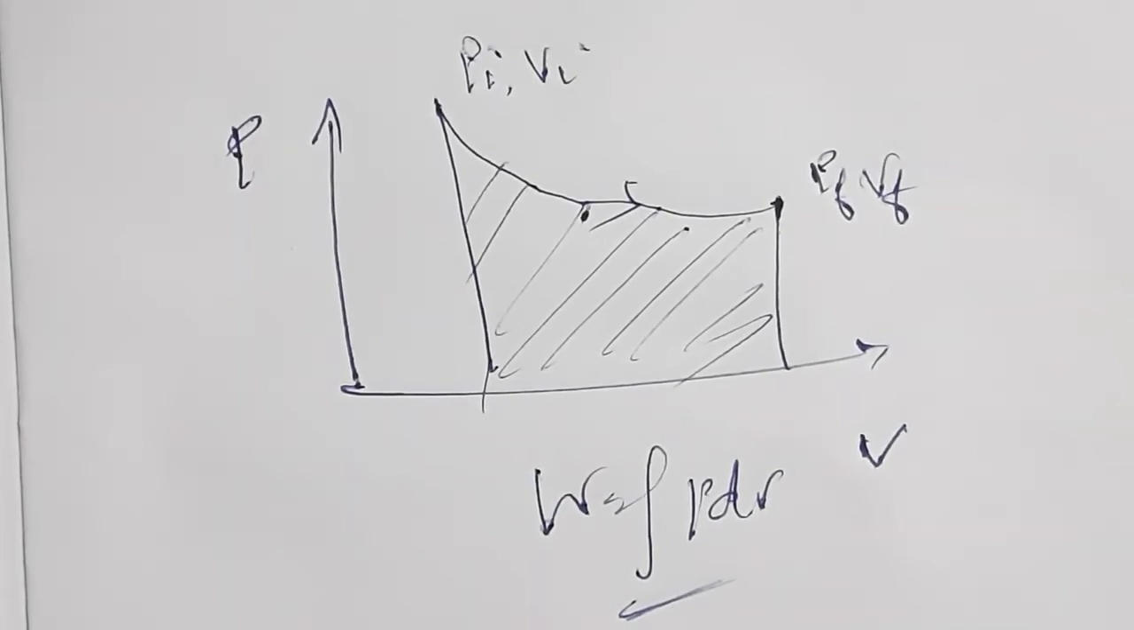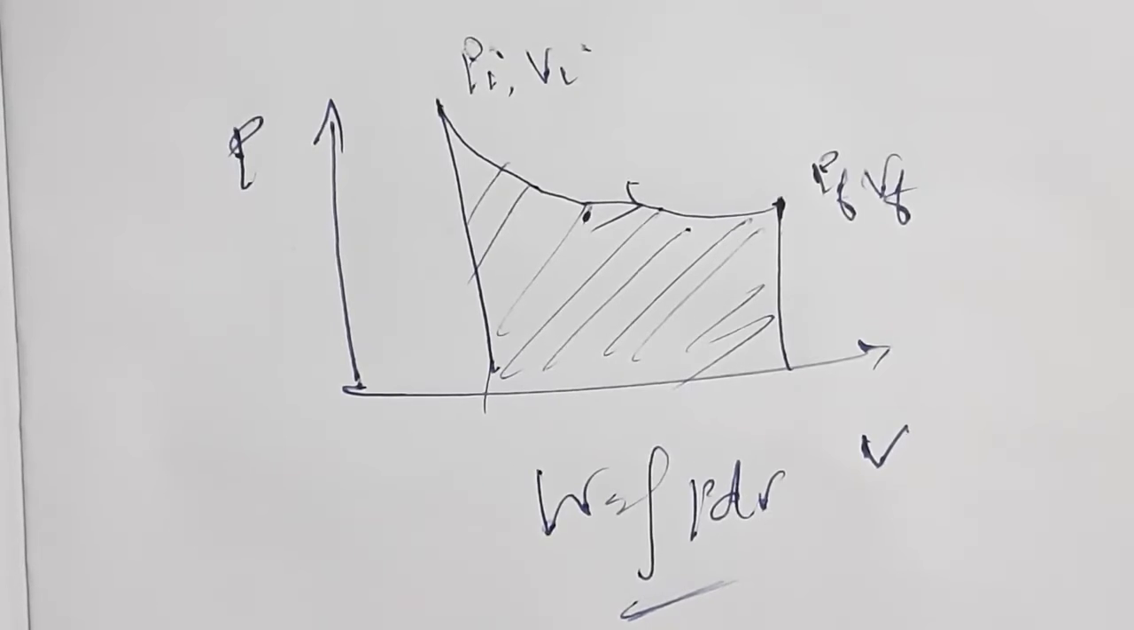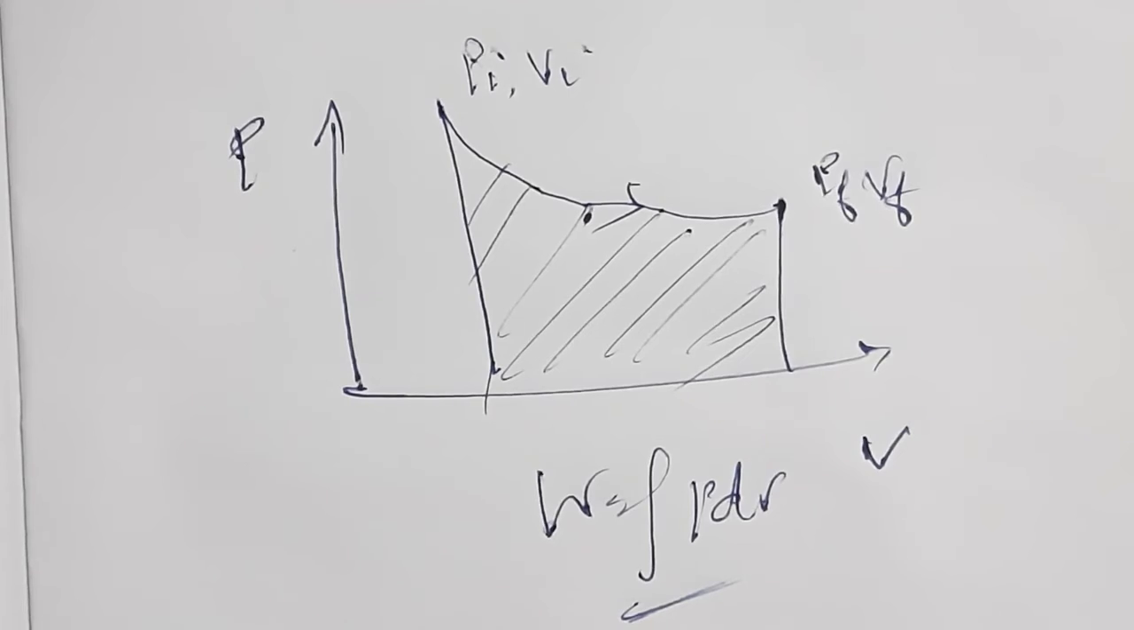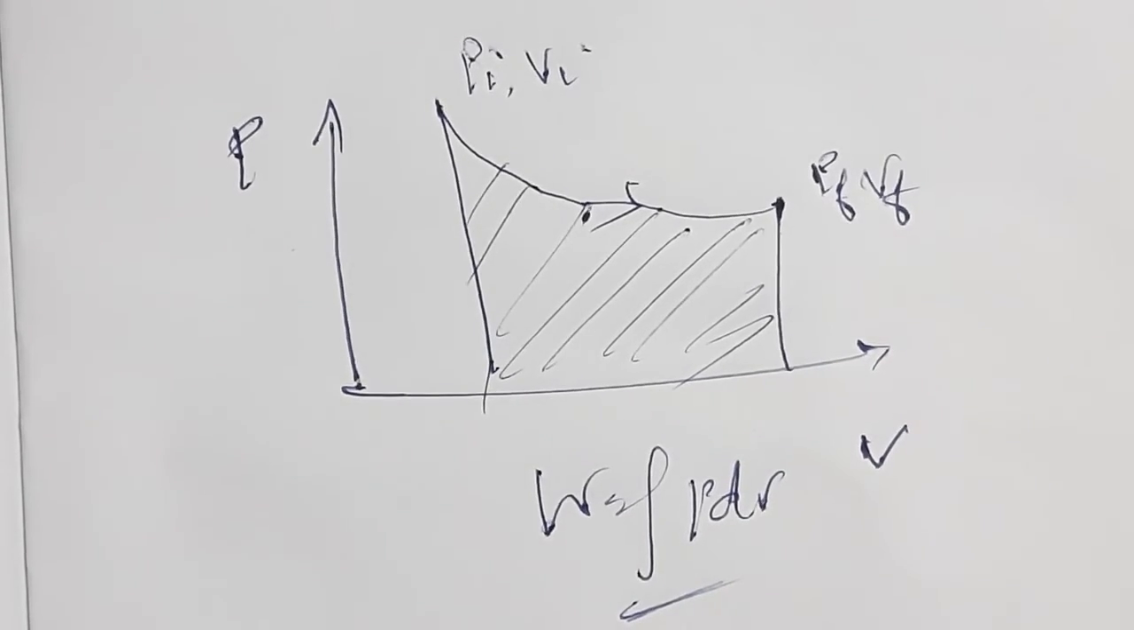So today we have discussed internal energy, first law of thermodynamics, Joule's mechanical equivalent of heat, quasi-static process, work done in volume changes and PV diagram. Okay.